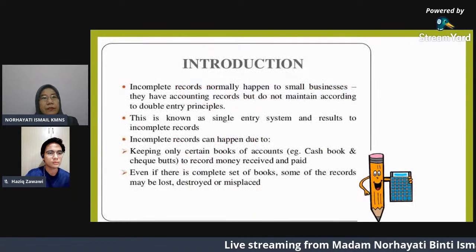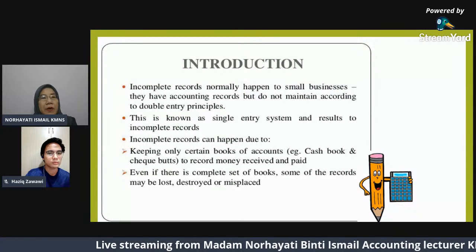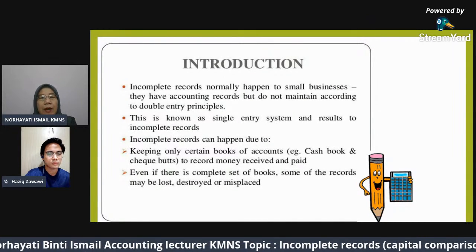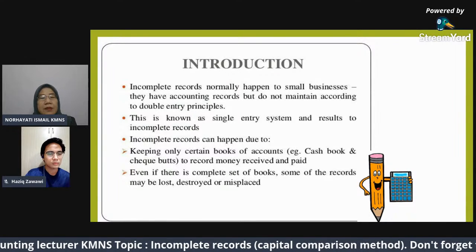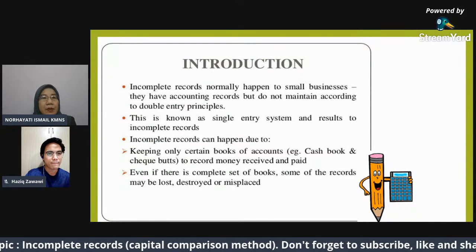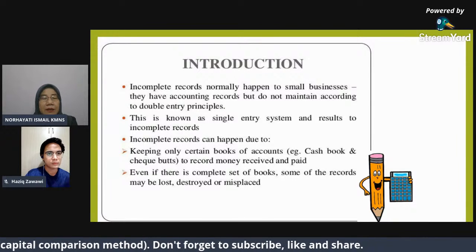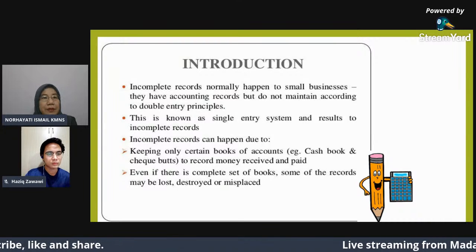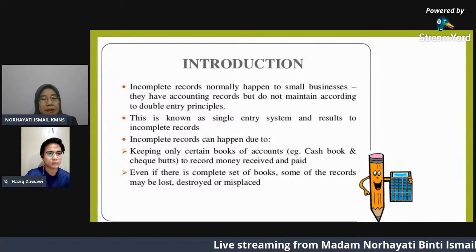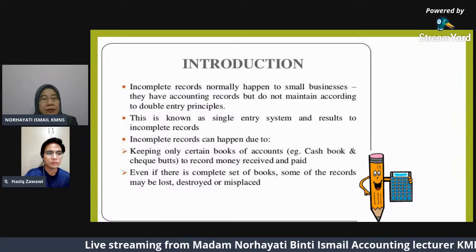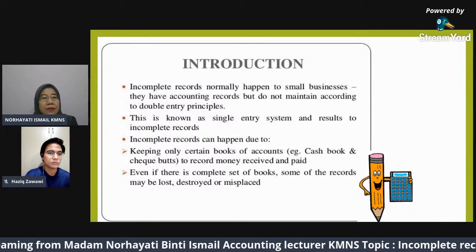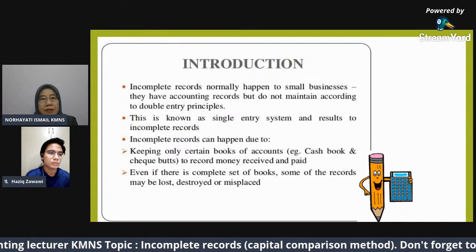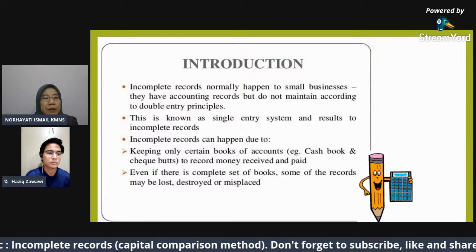Okay. Now the introduction. Incomplete record normally happens to a small business. Okay, the small business, one owner and a few friends. They have accounting records but do not maintain according to double entry system or double entry principle. So normally in chapter 2, double entry system, that means one account will be debited and one account should be credited. Okay, this is known as single entry system, resulting in incomplete record.